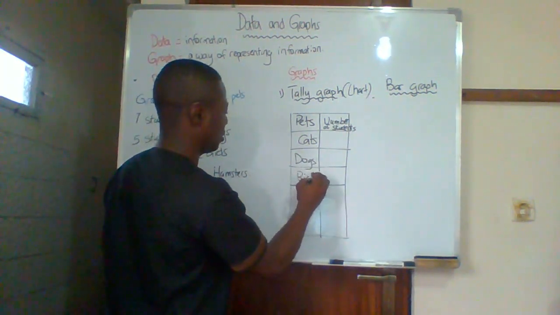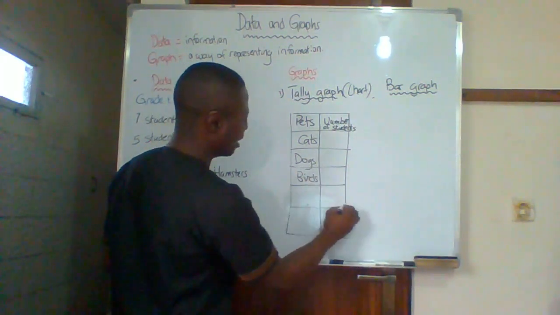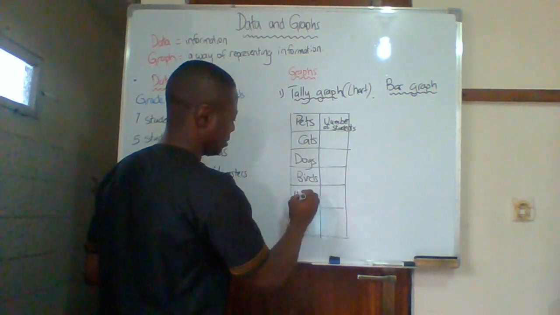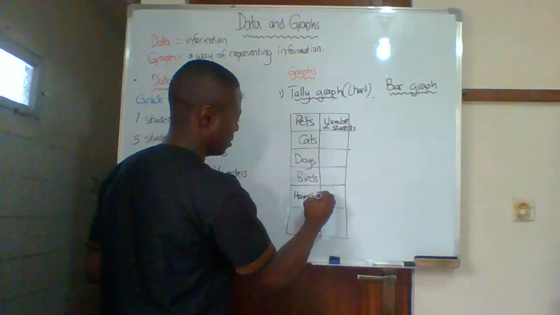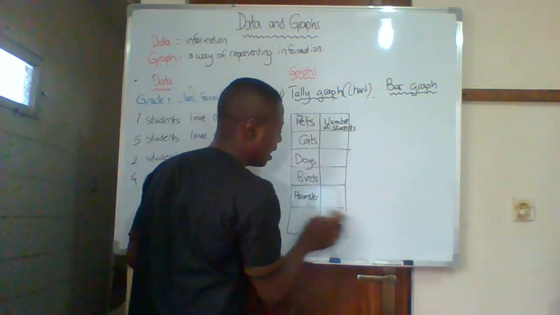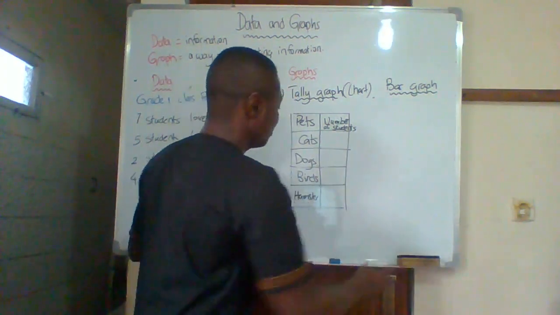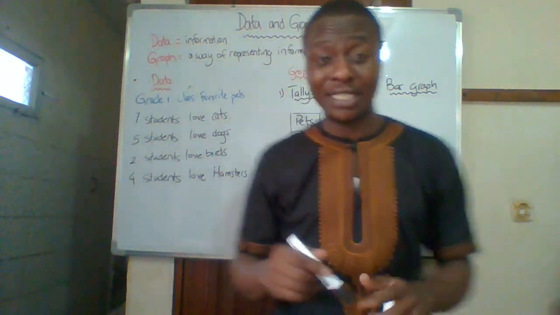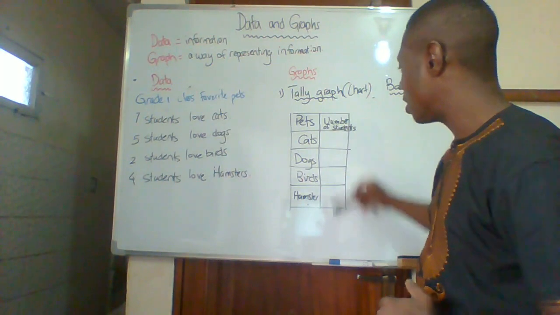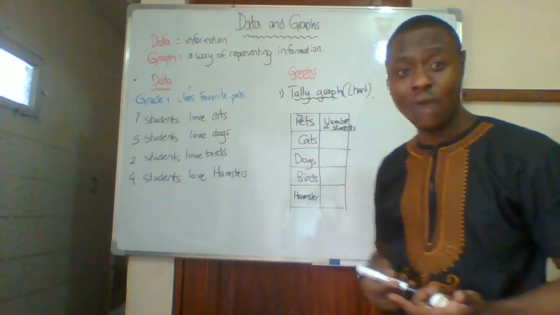Birds. And the last one is hamster. Good. So I have my tally charts. This tally chart is going to help me represent the data. How many students actually, in this row, I'm going to write the number of the students.